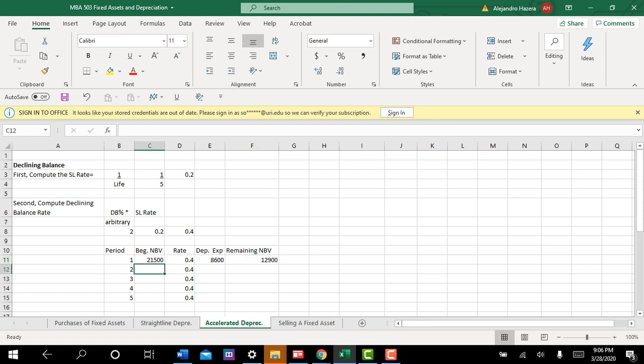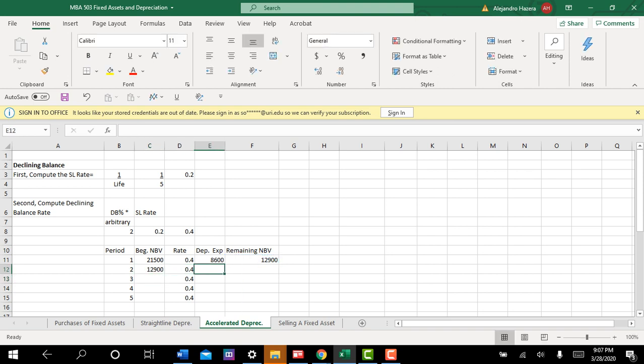Okay, now what you do is once you have your first line, you can copy. It's a perfect problem for Excel for just copying down. First thing you have to do is you bring down last year's ending net book value. The ending net book value for period one becomes the beginning net book value for period two.